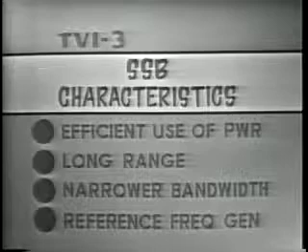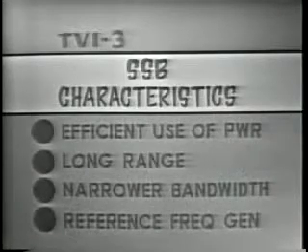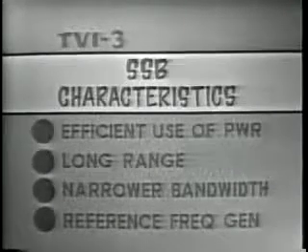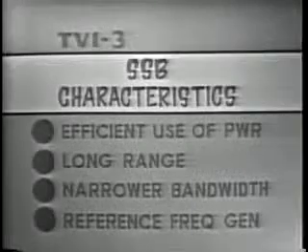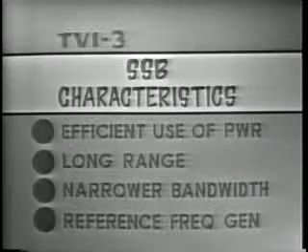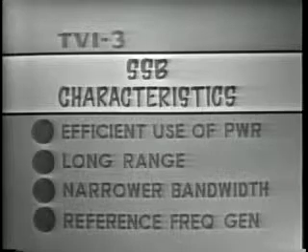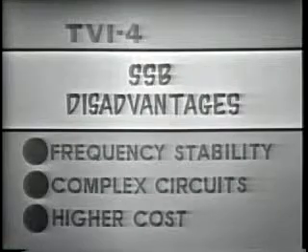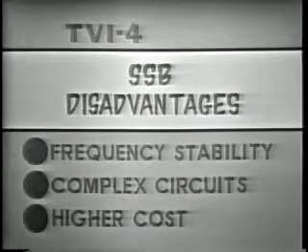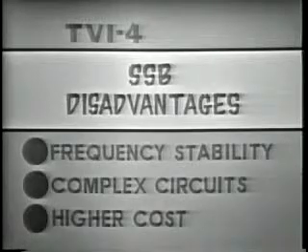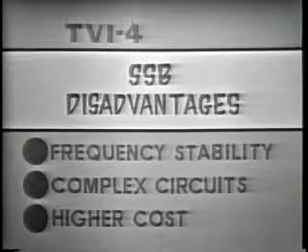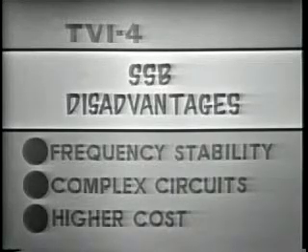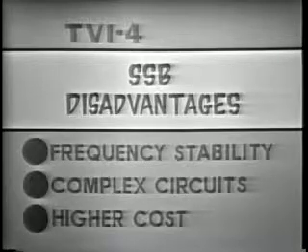Now, we have seen that the characteristics of a single sideband system compared with the conventional AM system are more efficient use of available power, much greater reliability at long range under adverse conditions, narrower bandwidth, and reference frequency generation in the receiver. We know our single sideband system has some disadvantages. We have seen that these are high frequency stability requirements, which of course means more complex circuits, which in turn may result in higher costs of equipment and maintenance.